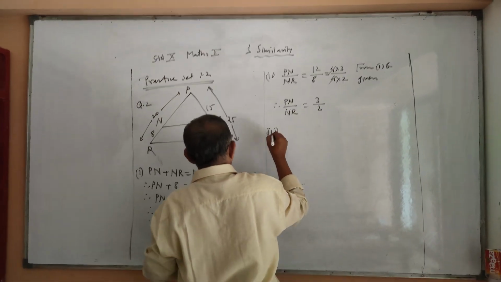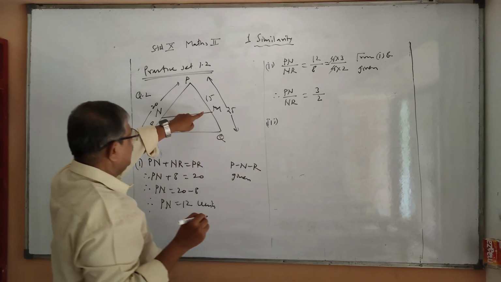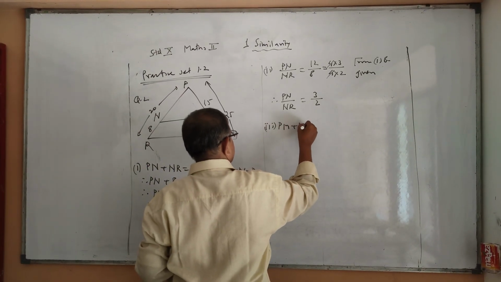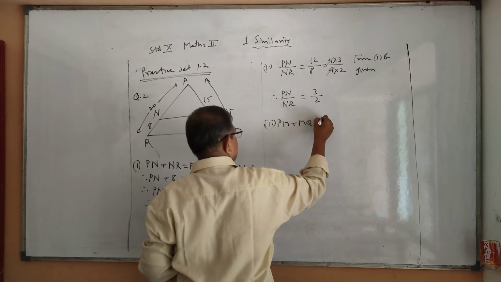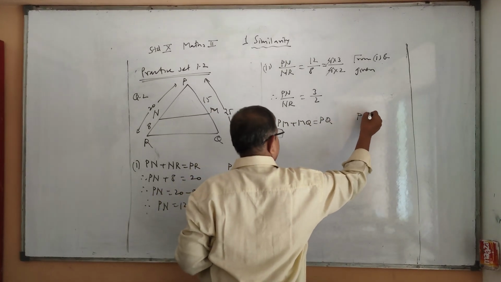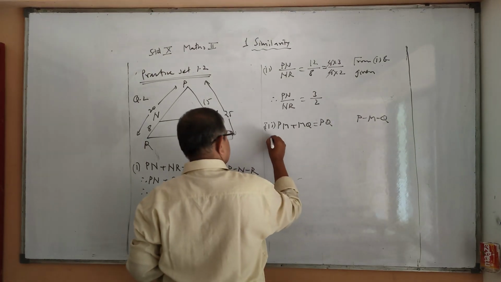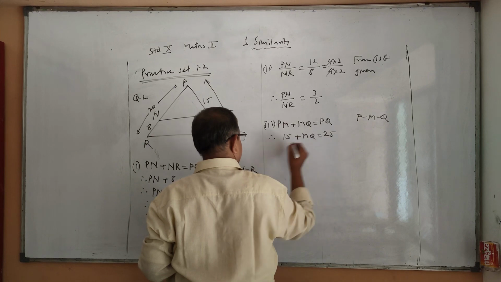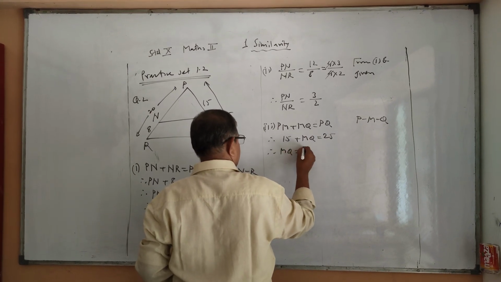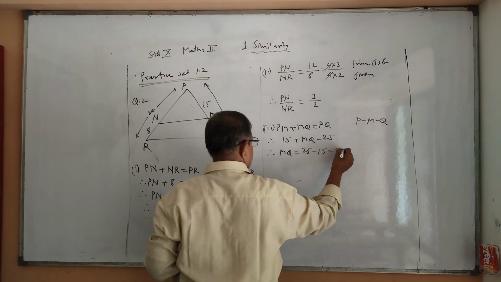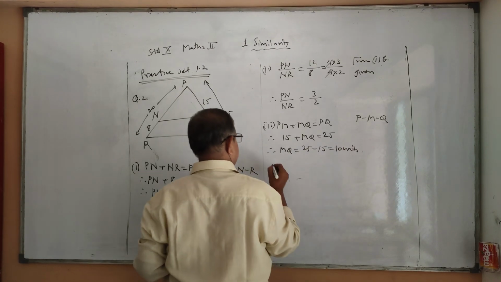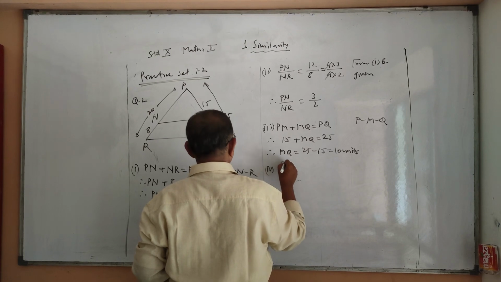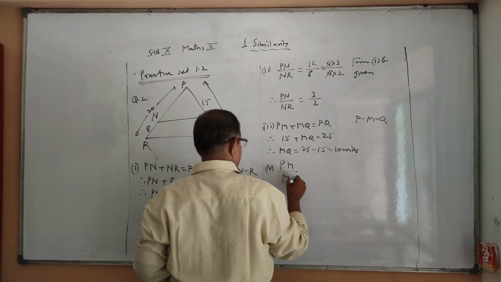Now same way I have to find out the ratio of PM upon MQ. For that I have to find out MQ. So PM plus MQ is equal to PQ. Reason: P-M-Q. Therefore 15 plus MQ is equal to 25. MQ is equal to 25 minus 15, that is 10 units. And now I will find out ratio PM upon MQ.